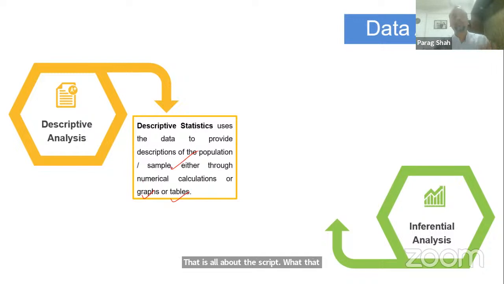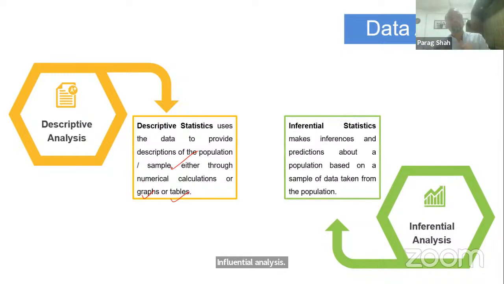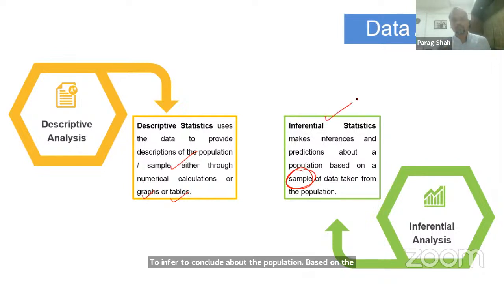But that is one phase. The second phase is inferential analysis. And what is inferential analysis? To infer, to conclude about the population based on the sample data is called inferential statistics. And so now we are starting with inferential statistics.